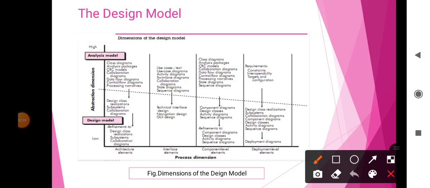Referring to this figure, the dash line indicates the boundary between the analysis and design models. In some cases, a clear distinction between the analysis and design model is possible. In other cases, the analysis model slowly blends into the design and a clear distinction is less obvious.